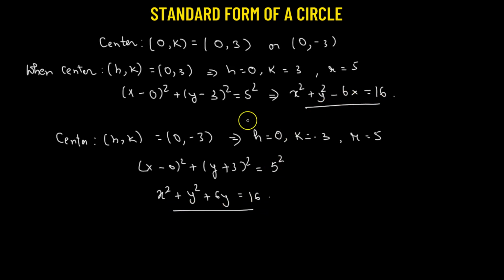So we have found the equations of both the circles. I made a mistake here. This is not negative 6x, this is negative 6y.